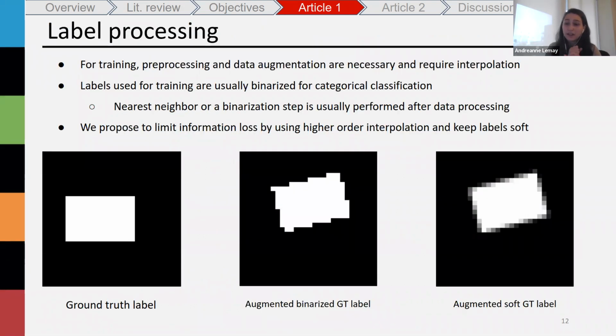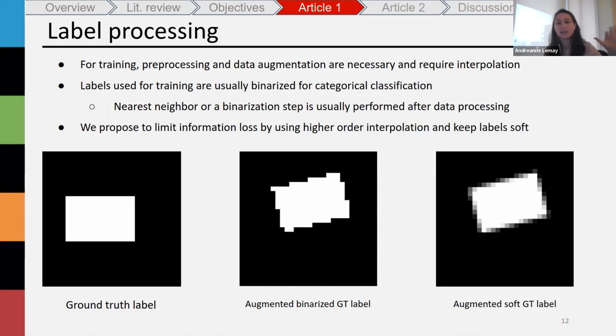So the first feature that we tackle is the label processing. Before training a neural network, we usually need to pre-process our data to a common resolution and to do some data augmentation to avoid overfitting. Data augmentation is just doing slight modifications to the image and its ground truth to make sure that the model doesn't learn by heart all the training examples.